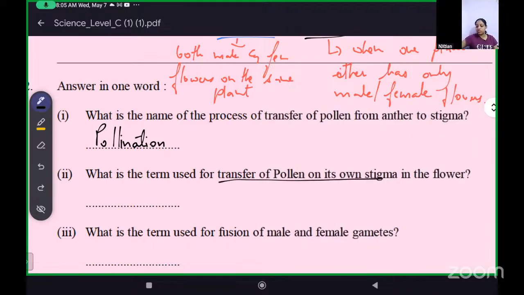Transfer of pollen on its own stigma. Emma, can you hear me? Yes, I cannot hear your voice, Emma. It's not audible.